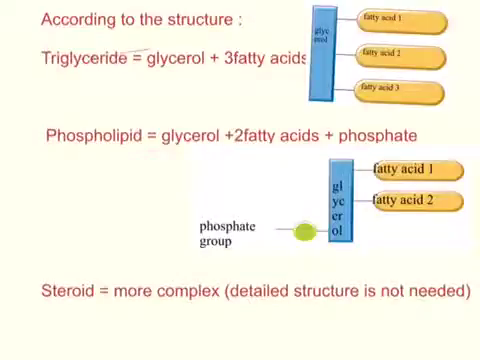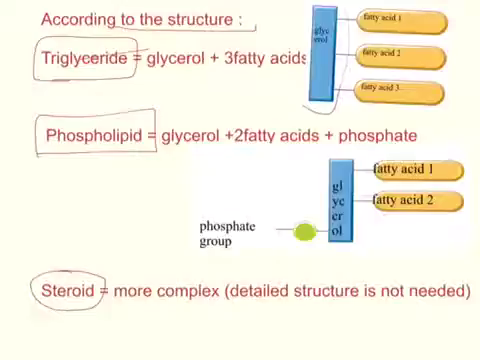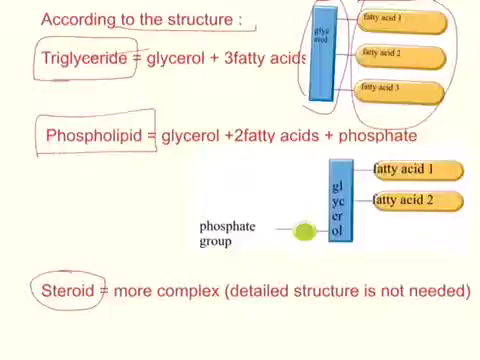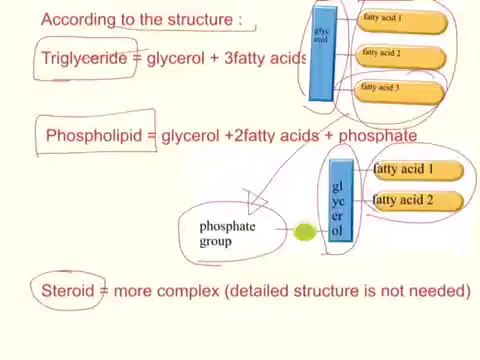According to their structure, there are three types: triglyceride, phospholipid, and also steroid. The structure is quite similar for triglyceride and phospholipid. Triglyceride is made up of one glycerol and three fatty acids. However, phospholipids are made up of one glycerol, two fatty acids, and one phosphate group. That means one of the fatty acids was replaced by the phosphate group in phospholipid. So these two are quite similar. However, the steroid is more complex, so in our syllabus, we do not need to study it.